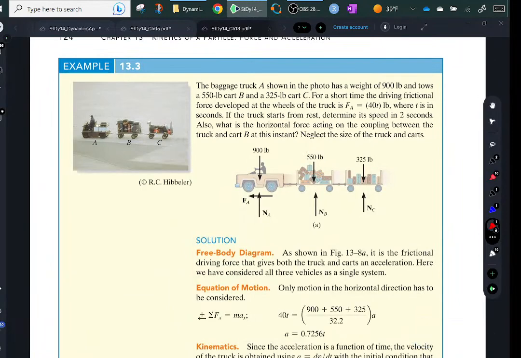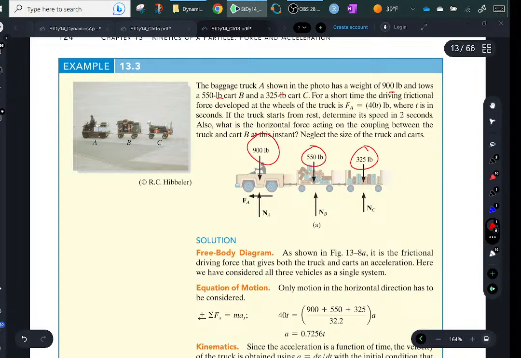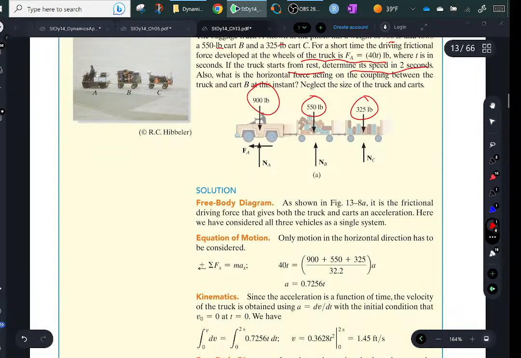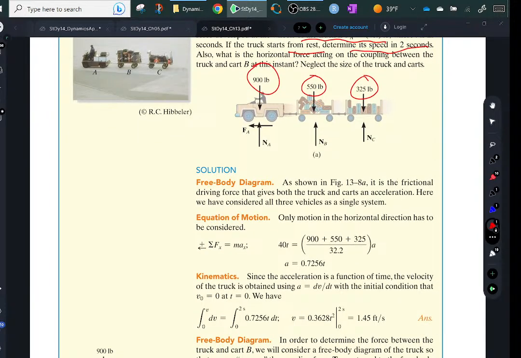Then you'll find that these things get repetitive after a while. So here he's got a baggage cart, 900 pounds, 500 pounds, and 325. Then for a short time, the driving frictional force developed by the wheels of the truck is that. The truck starts from rest, that makes it easy. Determine the speed after like 2 seconds. So there's a couple of things you could do. One is just do it as a big clumpy mass.